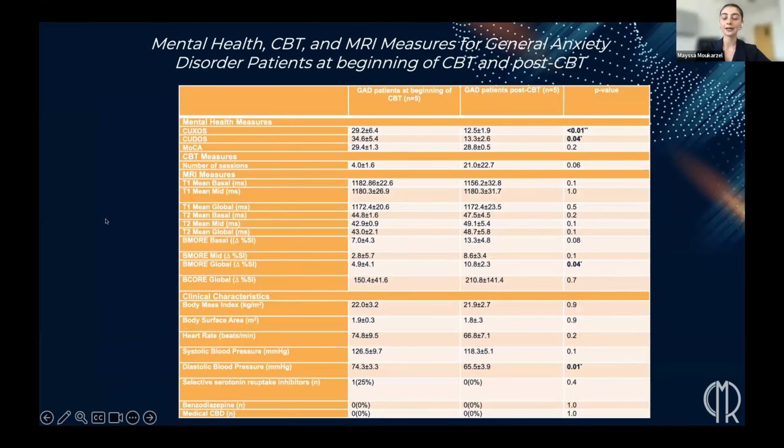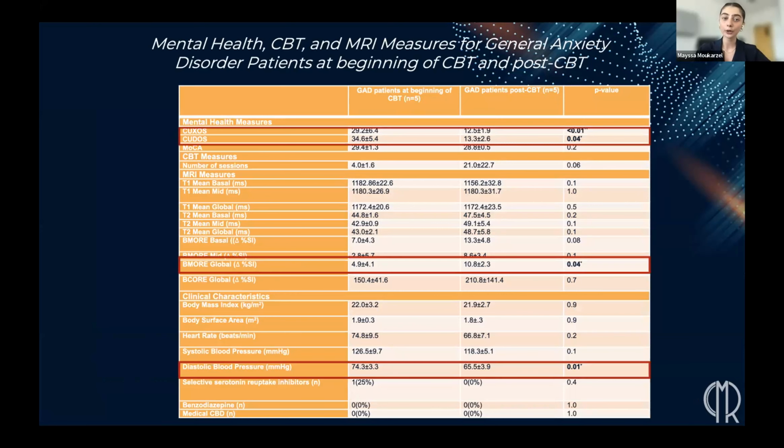Now here, this is looking at the CBT result. It's very preliminary. We just have 5 participants, but there seemed to be a nice trend here. So we can see that patients post-CBT had a lower CUXOS and KUDOS score compared to before their CBT. And also they had a higher B-more global compared to before their CBT. And they also had a lower diastolic pressure compared to before the CBT.